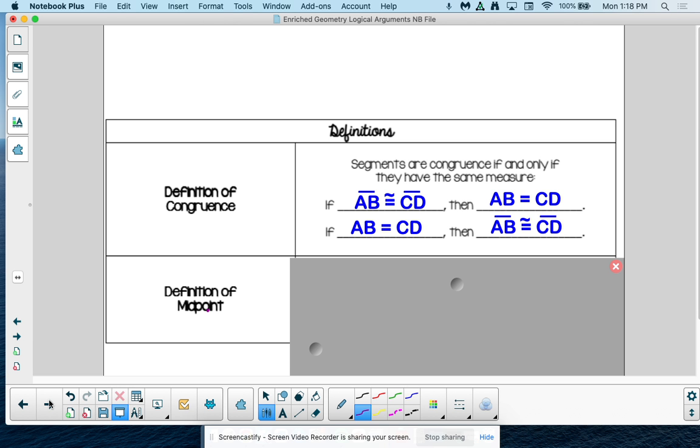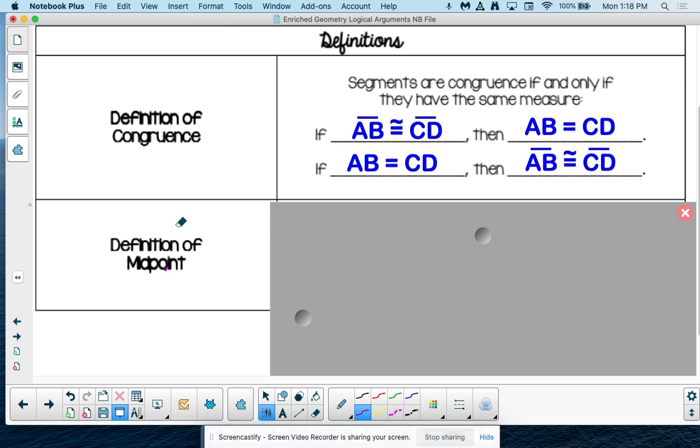Definition of congruence, we've talked about that informally before, right? That just says if you have congruent segments, then their measures are the same. Or if you have the same measures, then those segments are congruent. You're just either taking away or adding those segment bars. That's all that means. If you have congruent segments, then their measures are the same, or if their measures are the same, then they are congruent.